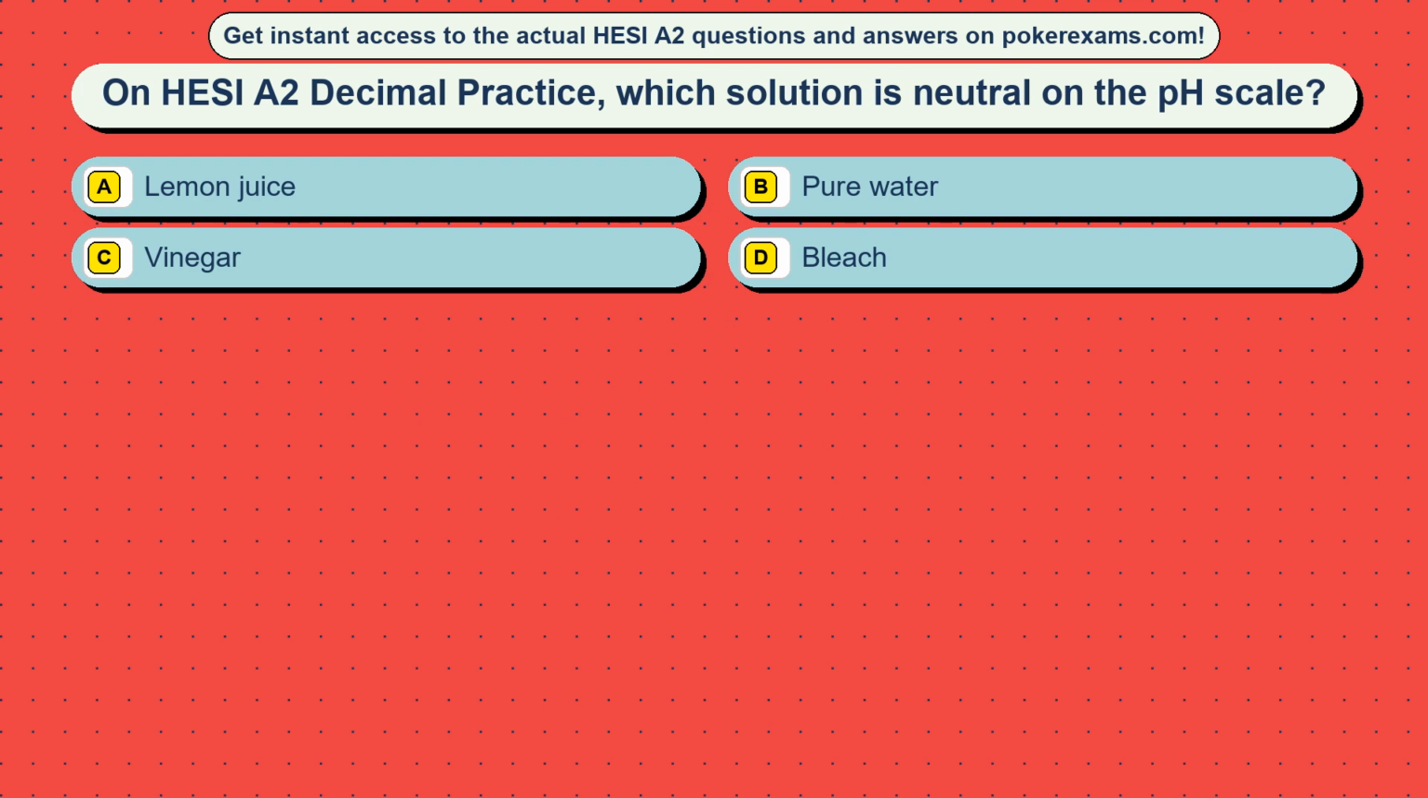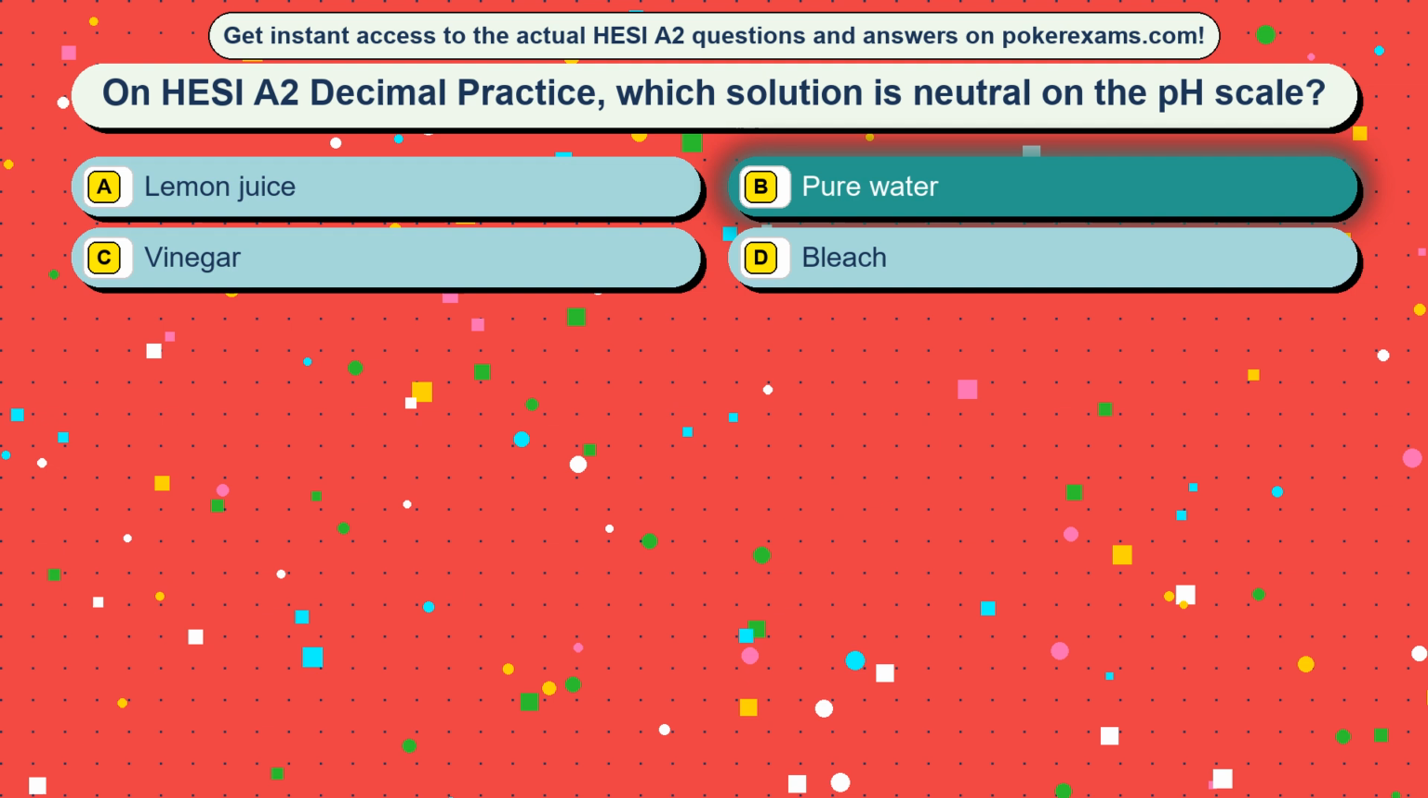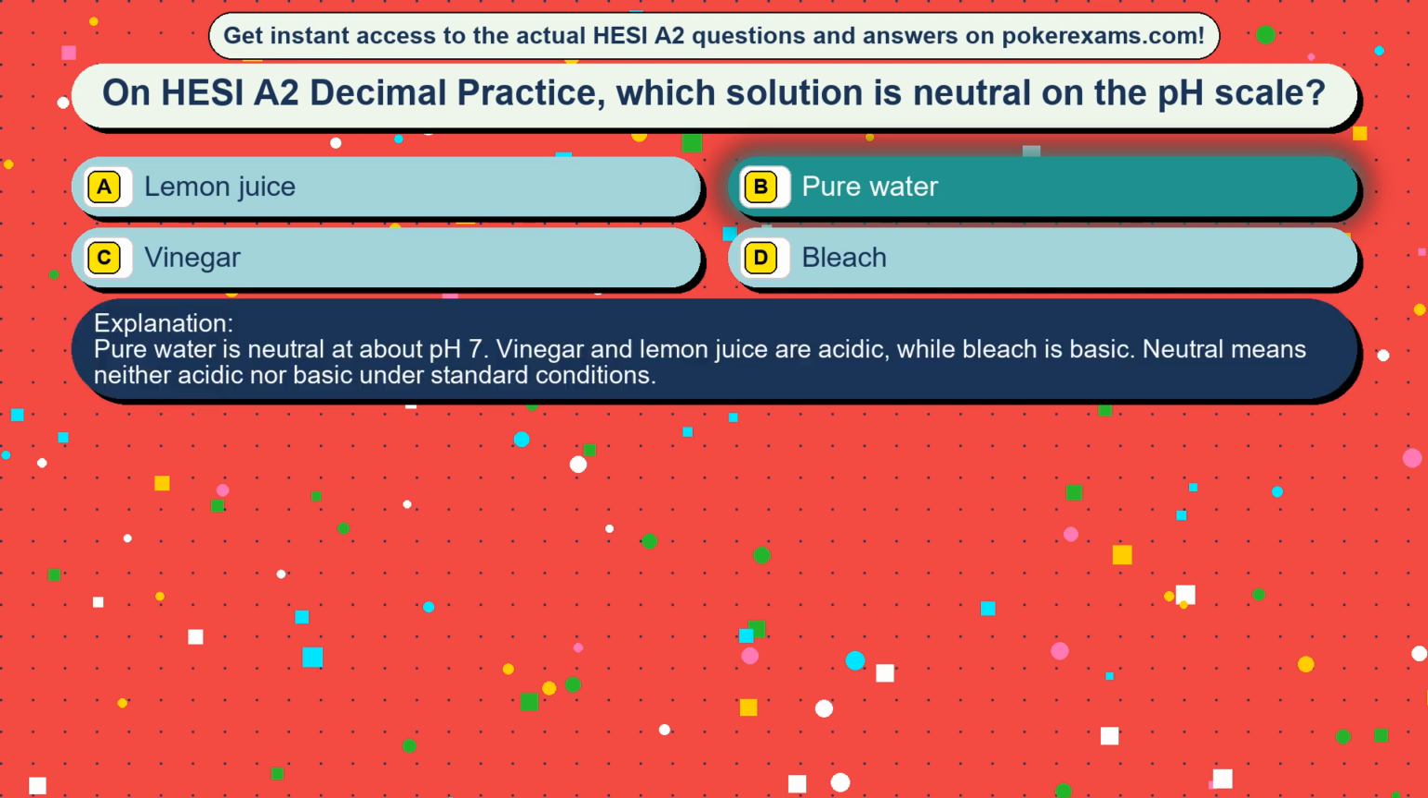Question 44. On HESI A2 decimal practice, which solution is neutral on the pH scale? Option A, lemon juice. Option B, pure water. Option C, vinegar. Option D, bleach. The correct answer is option B, pure water. Pure water is neutral at about pH 7. Vinegar and lemon juice are acidic, while bleach is basic. Neutral means neither acidic nor basic under standard conditions.